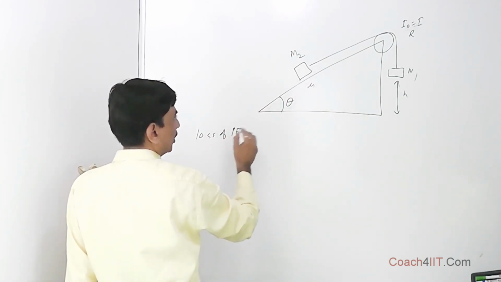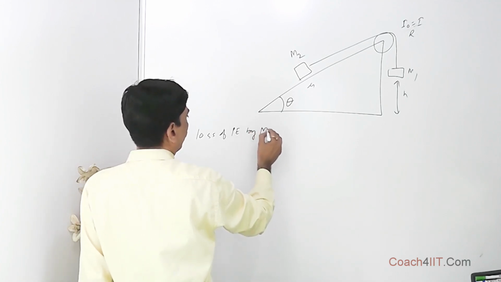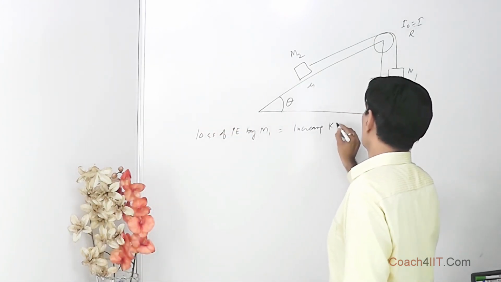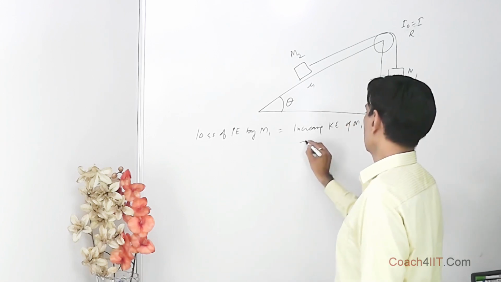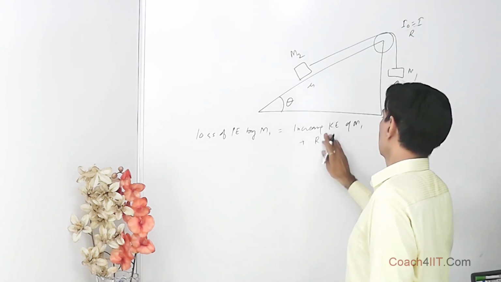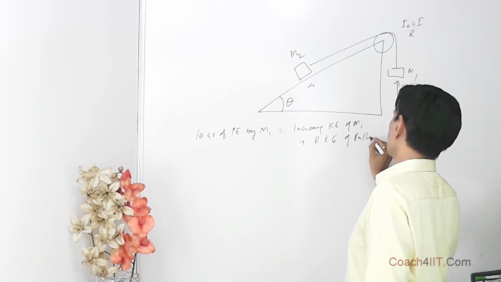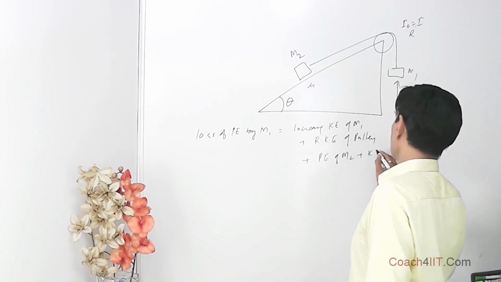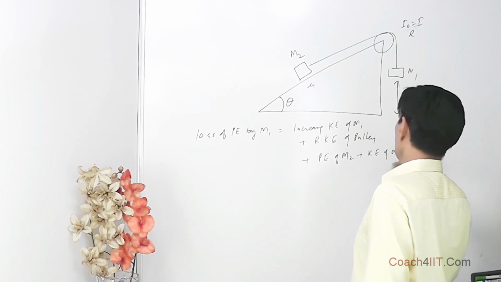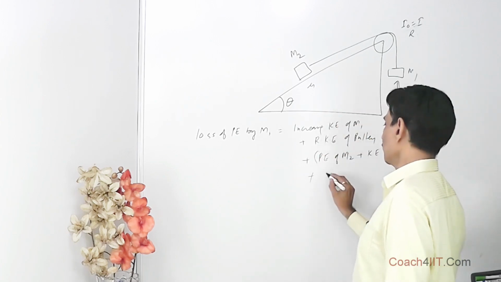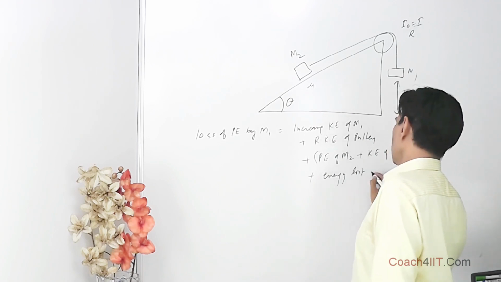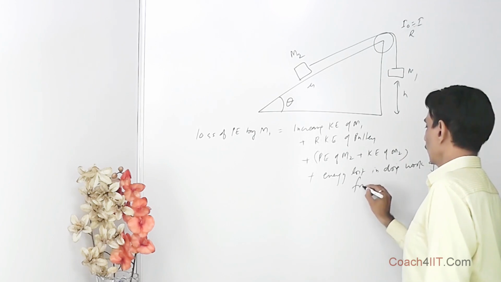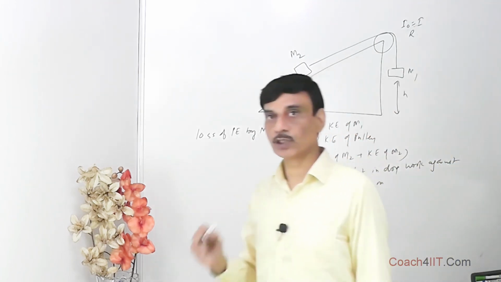Now if we use the conservation principle, we'll say that the loss of potential energy by m1, where does it go? It goes into increasing the kinetic energy of m1, plus the rotational kinetic energy of the pulley, plus the potential energy of m2, plus the kinetic energy of the m2 block, and some energy is lost in doing work against friction over here. Some energy is also being lost over here in doing work against friction.